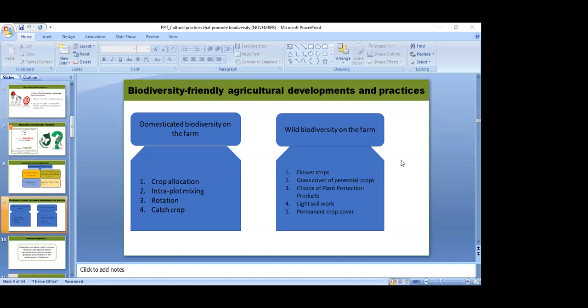So there is also the light soil work. In the wild, everything there is settled, everything there is compliant with the animals and living things that are there in the wild. So if you must work there at all, it must be a light soil work. And the last but not the least is permanent crop cover. In order to protect the wild, you must cultivate the habit of putting a permanent crop cover in them.